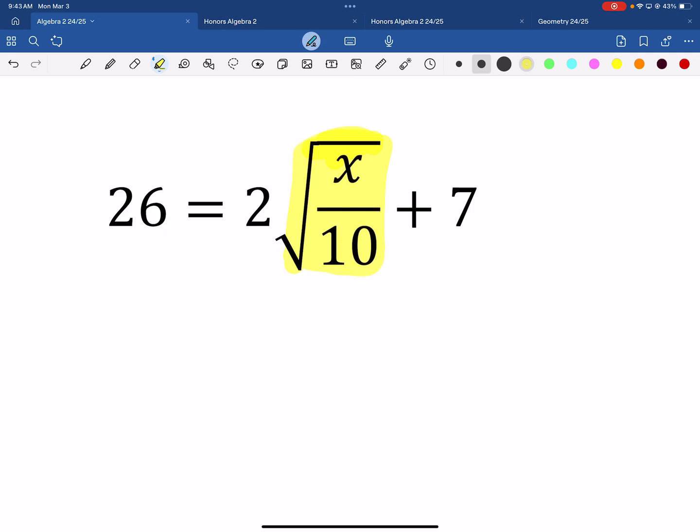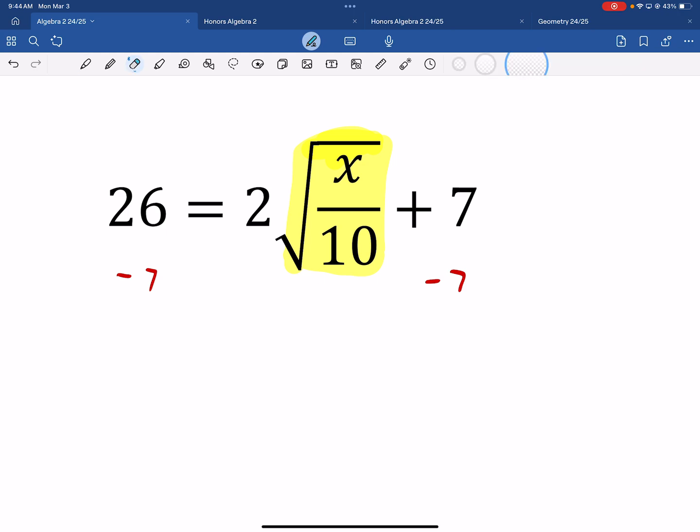So now I just stop and think for a couple seconds. I've got 7 being added to it, and I've got 2 being multiplied by it. Just treat this as if it was like a variable in itself. It's 2 times the highlight plus 7. So when we have 2 times something plus 7, we subtract first. So we're going to subtract 7 first from both sides of the equation. Minus 7, minus 7.